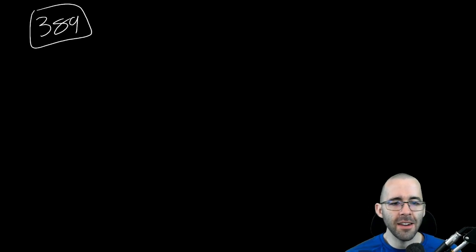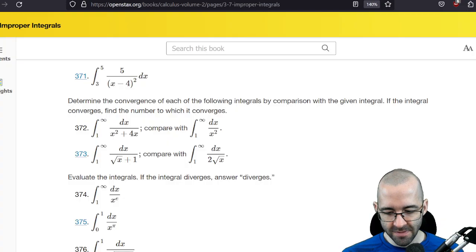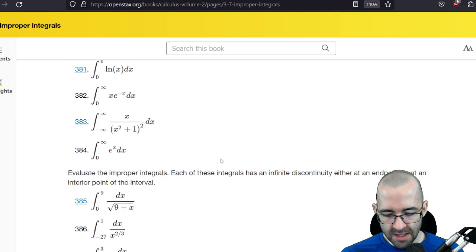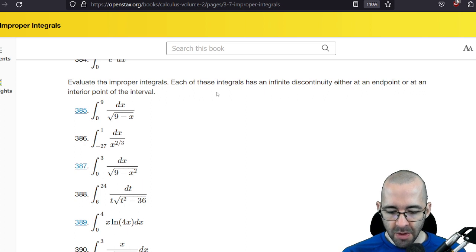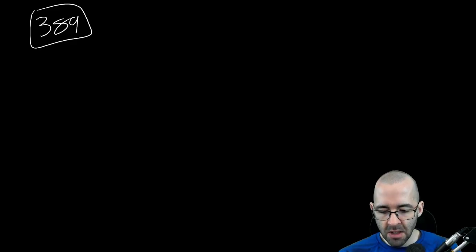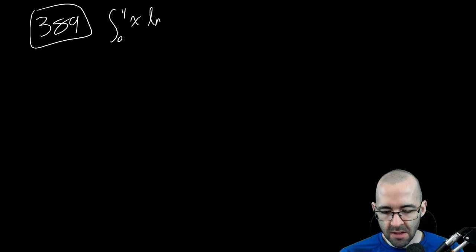Let's do another problem. 389. I was worried I didn't have enough problems in this section, but, well, they're taking time. Did I say 381? 389. Evaluate the improper integrals. Each of these has an infinite discontinuity, either at an endpoint or at an interior point. Integral from 0 to 4 of x ln of 4x.